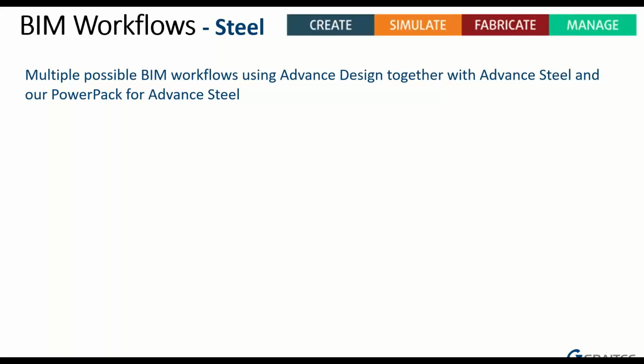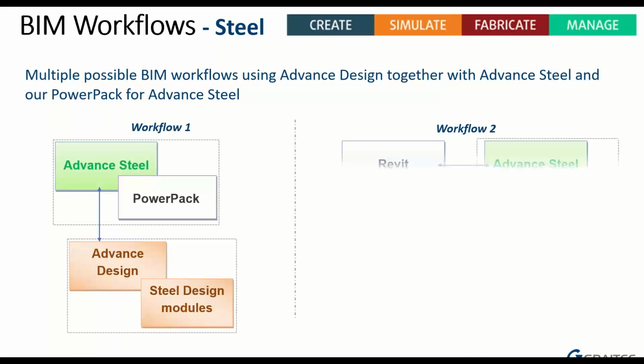So if we look at the BIM workflows in general, today's example I'll be using is a steel model. Towards the end, the shift will go towards concrete. So for steel, we have several different workflows, and that's using our flagship simulation product, which is Advanced Design. You can use that together with Advanced Steel and our Power Pack for Advanced Steel as well. And you can also add to that mix Revit as well.